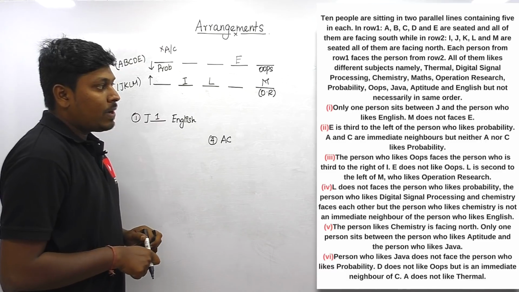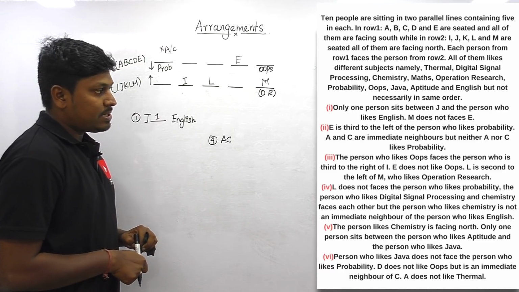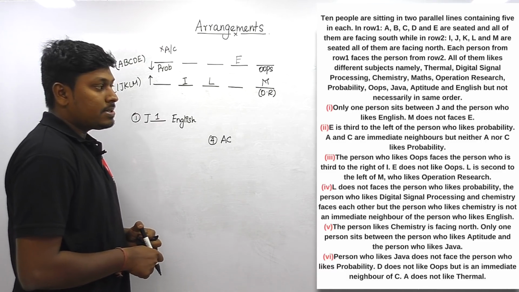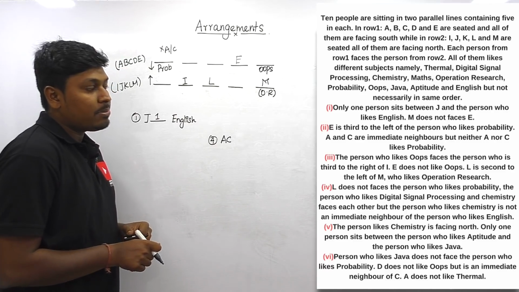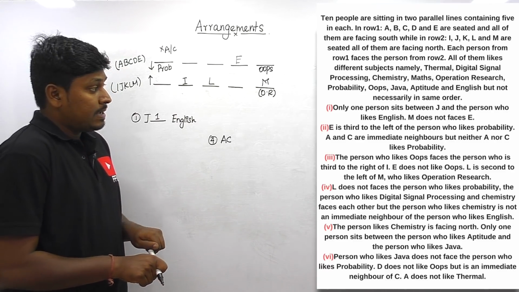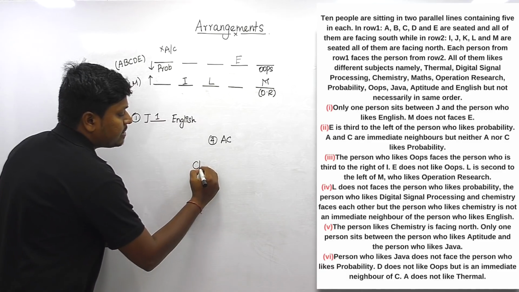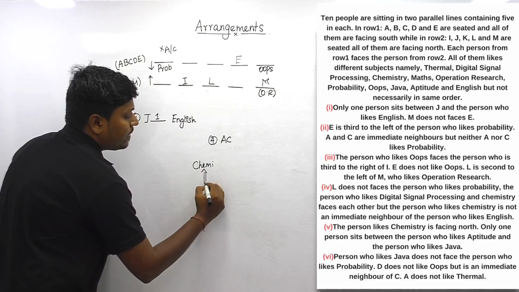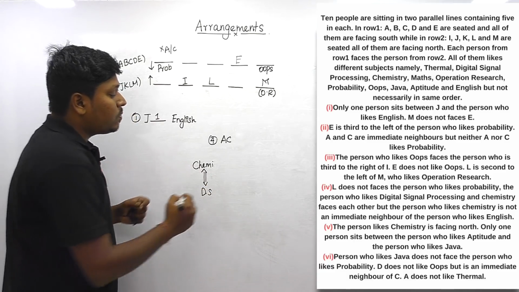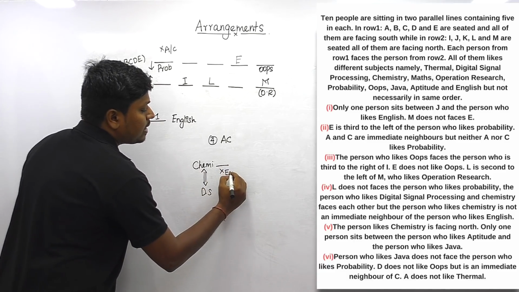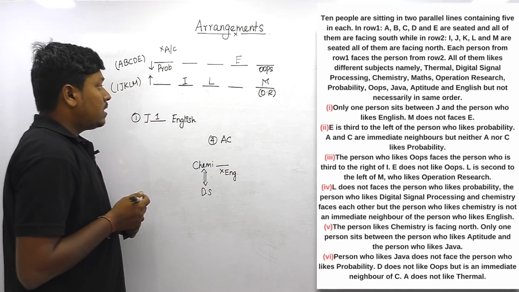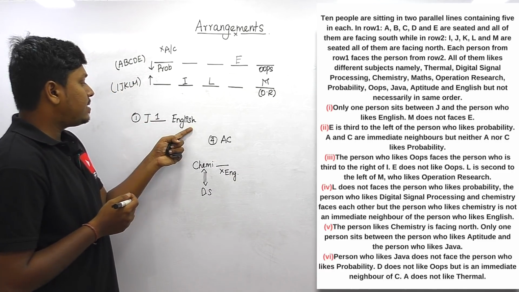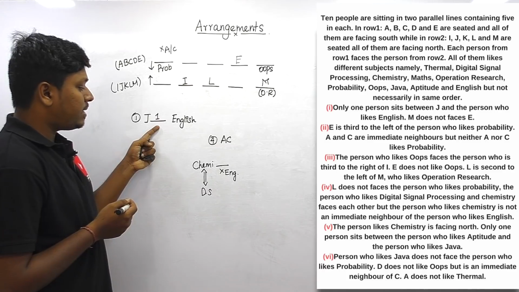The person who likes digital signal processing and chemistry face each other, but the person who likes chemistry is not an immediate neighbor of the person who likes English. Listen carefully. The person who likes chemistry and the digital signal processing person are facing each other, and the person who likes chemistry's immediate neighbor is not English. Okay, we already know that between J and English one person should be there.